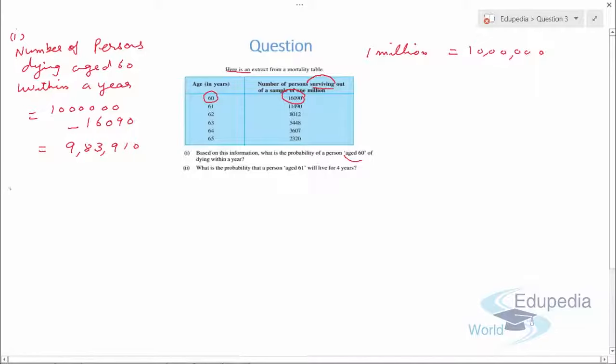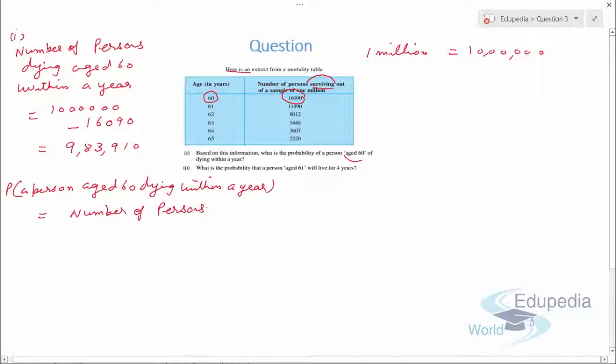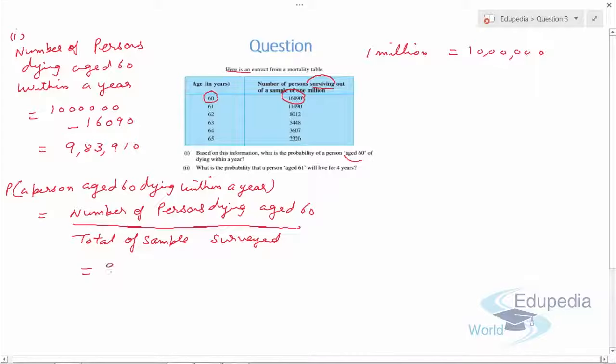Now the probability of a person aged 60 dying within a year will be equal to the number of persons dying at age 60 upon the total sample surveyed. So this will be equal to 983,910 upon 10 lakh, right? When you solve this, it will come out to be 0.98391. So this is the probability that a person aged 60 dies within a year. Now let's see how we can solve the next part, the second part.